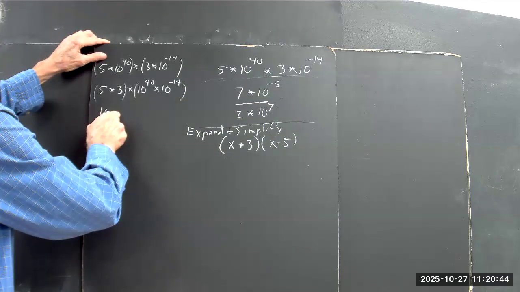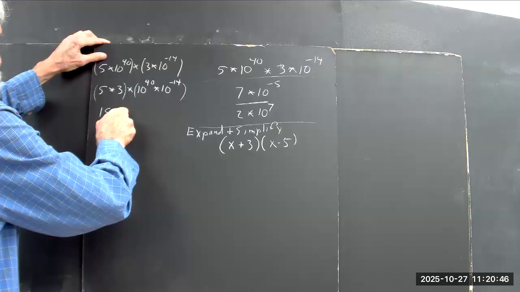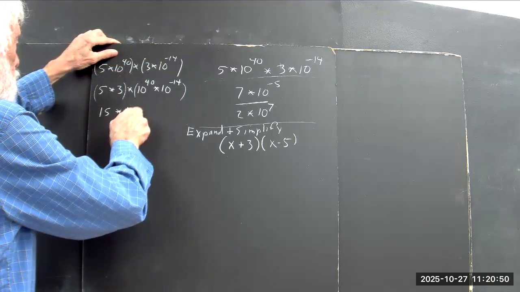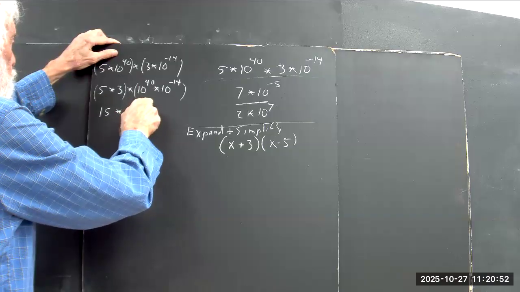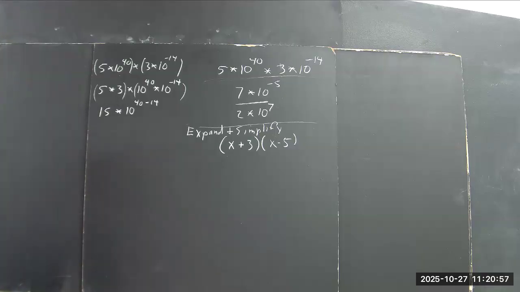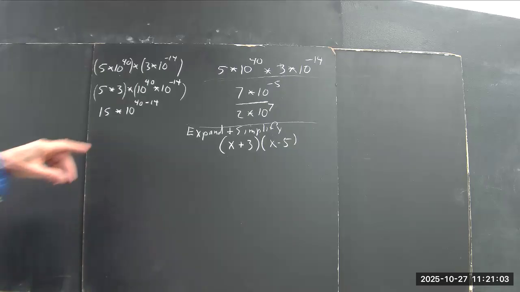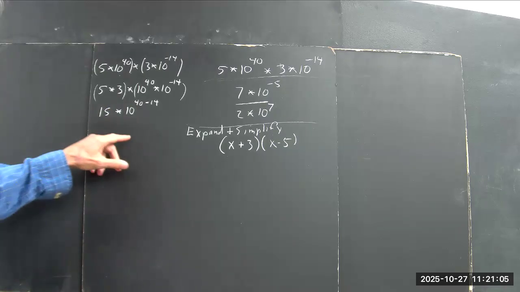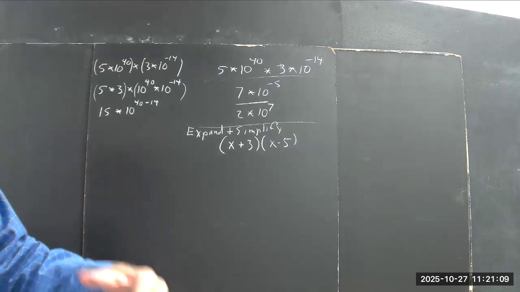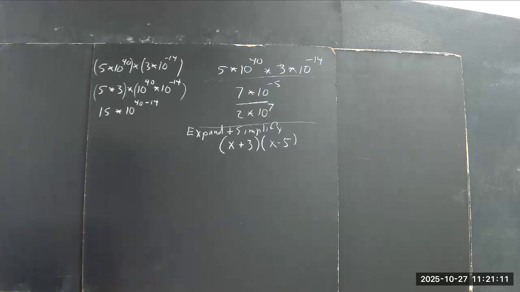5 times 3 is 15. 10 to the 40th times 10 to the negative 14th is 10 to the 40 minus 14. Don't skip that step and do it in your head. It takes about 3 seconds to write it out. And if you write it out, you reinforce, as I say again and again, you reinforce the rules and you reinforce what you're doing.